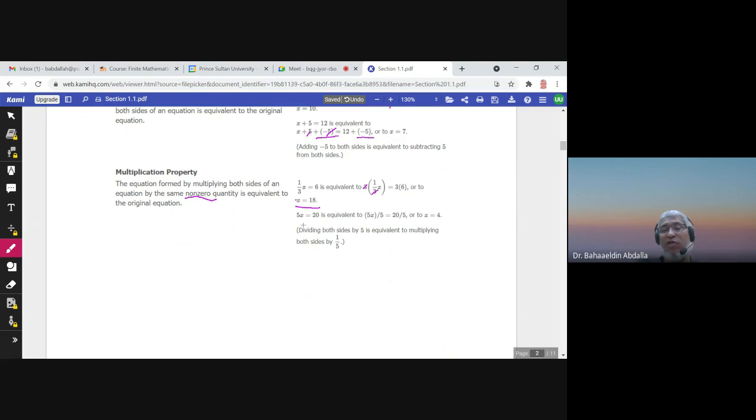Sometimes the coefficient of x is not a fraction, it's a number. In this case, I need to divide both sides by 5. When you divide by 5, 5 will be cancelled with 5, and I will have x equals 20 over 5, which is 4, and that's the answer or the solution of this equation.